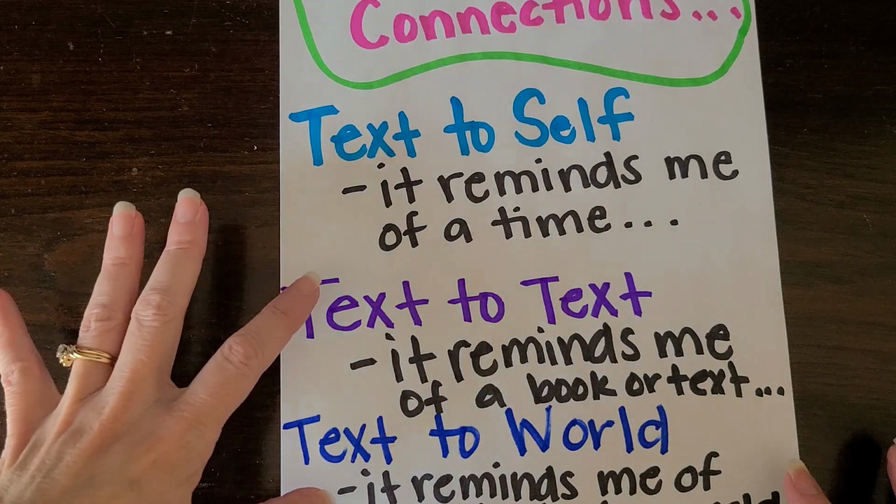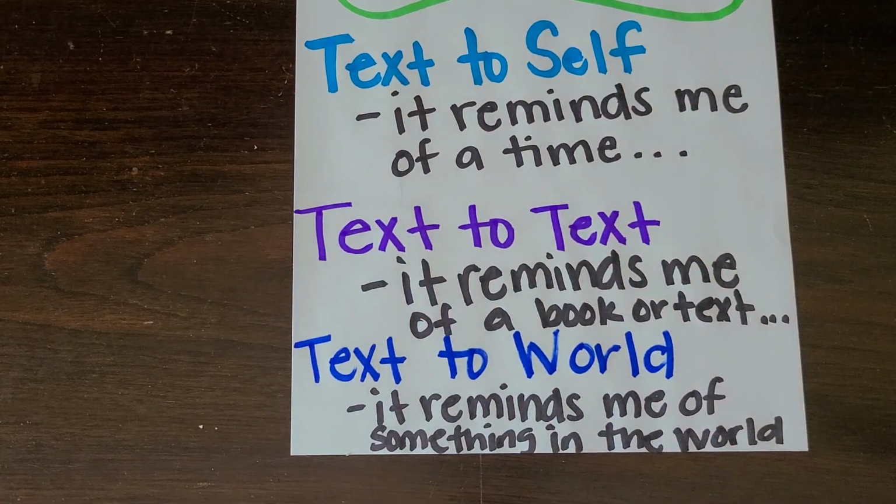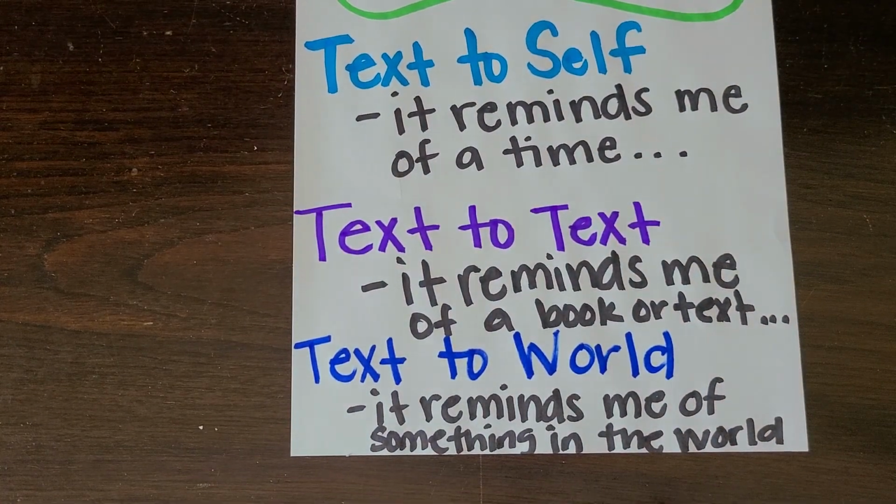And then text-to-world is when something in the story reminds you of something that's going on in the world. For instance, if you're reading a story about how everybody in the school got sick and everybody was having to stay home, but then that reminds you of, oh, right now we're in the middle of the COVID pandemic, and so everybody has to stay home. So you make a connection, something that happened in the world to what you're reading in the book. So that is a text-to-world connection.